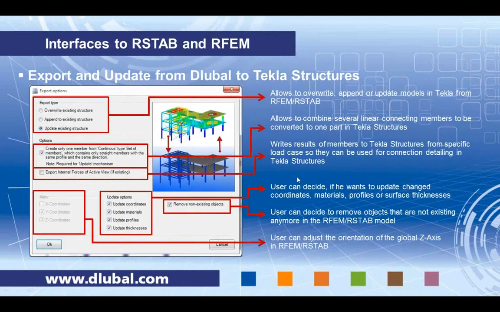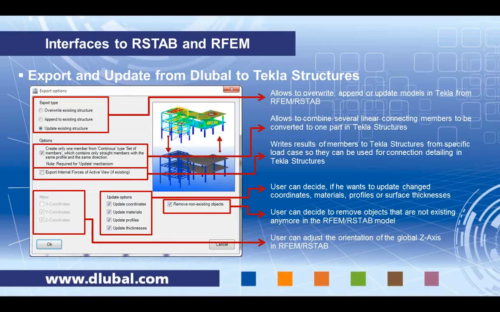When we export to Tekla, from either a new model or from an existing model that we imported earlier from Tekla, we have additional options. For example, we can override the existing structure. That means we erase everything which is in the current Tekla model and we create our new model that we have from Dlubal software. Or we can append to an existing Tekla structure model.